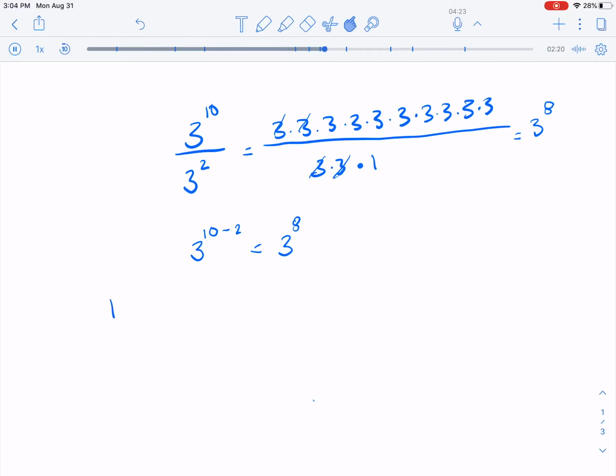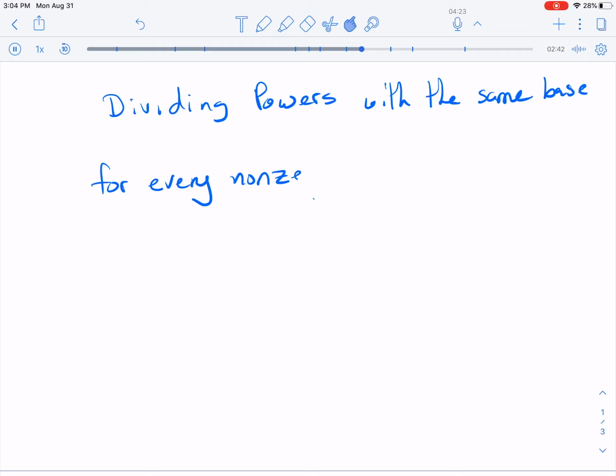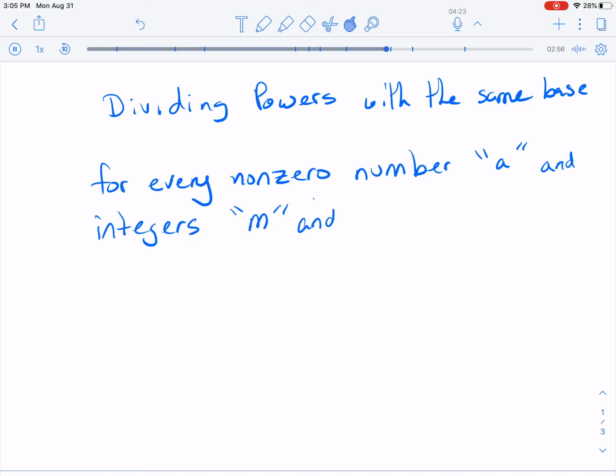The property of dividing powers with the same base may be defined as: for every non-zero number A and integers M and N, A to the M divided by A to the N is equivalent to A to the M minus N.